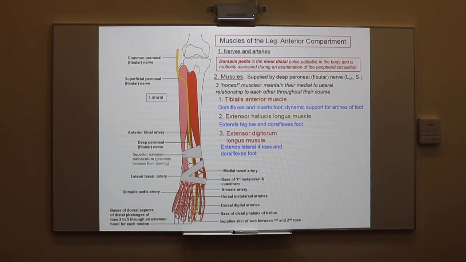So this remains the same, but the fascia over the anterior compartment is quite tight. So there is no space in the anterior compartment of the leg. If you have any swelling or any edema inside this space, this will lead to compression of the nerves and compression of the arteries. So it is going to result in compartment syndrome because this space is quite tight.